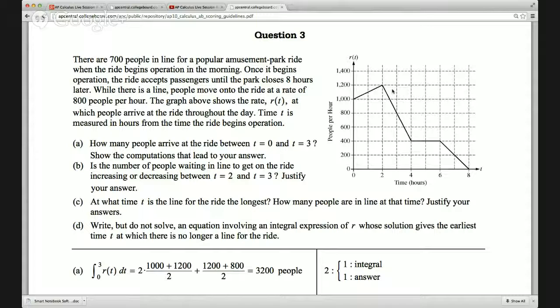Take that 3,600 that we had for the whole rectangle here and subtract off our two 200s or one 400, and we get the same answer they did, the 3,200. Okay.